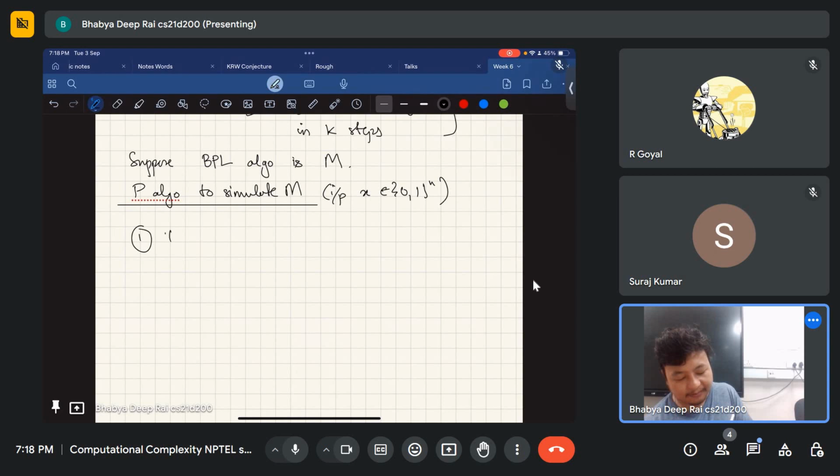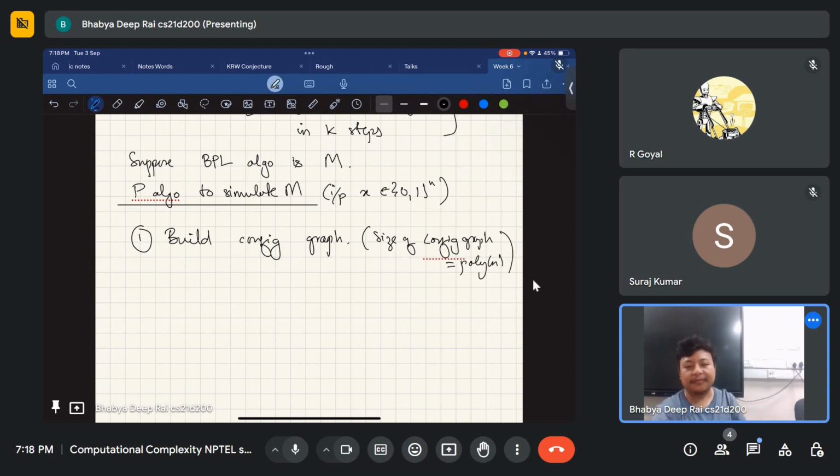First step is build my configuration graph. I can do that easily, because the size of the configuration graph is polynomial. I can do that in polynomial time, looking at machine M. Let me call this new algorithm M prime. Machine M on input X, I can track it and so on, and then make the entire configuration graph.